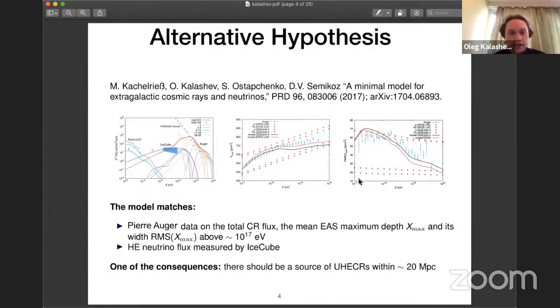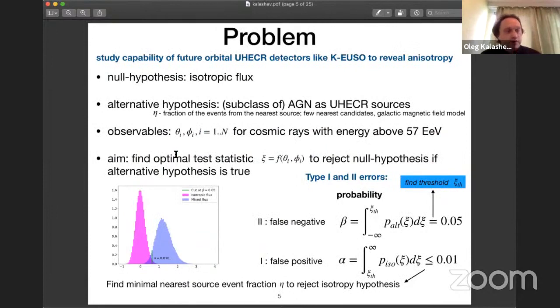And in addition, as you can see here on the left plot, it also predicts a secondary flux of neutrinos, which is quite close to what has been observed by the IceCube experiment. One of the consequences of this model is that there should be a source within roughly 20 megaparsecs. So this is a good alternative scenario, and we will try to derive the optimal test statistic to construct a test to reject the null hypothesis.